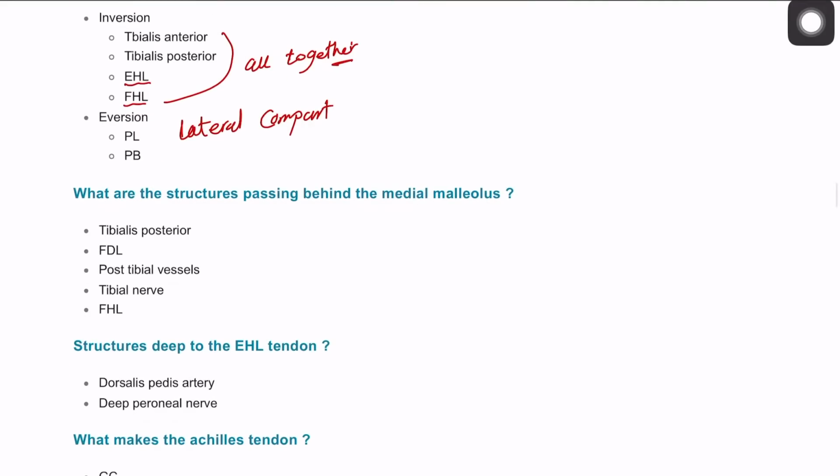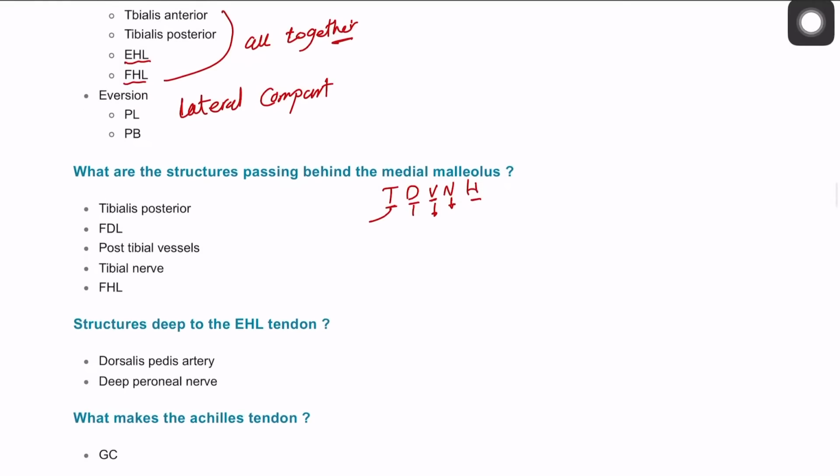What are the structures passing behind the medial malleolus? We have "Tom Does Very Nice Hats": the T is for tibialis posterior, D is for flexor digitorum longus, V is for posterior tibial vessels, N is for the tibial nerve, and H is for flexor hallucis longus. These are the structures behind the medial malleolus.